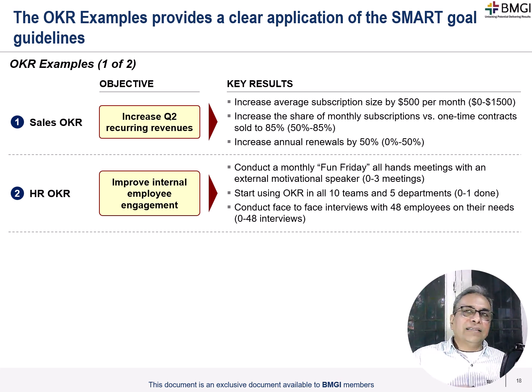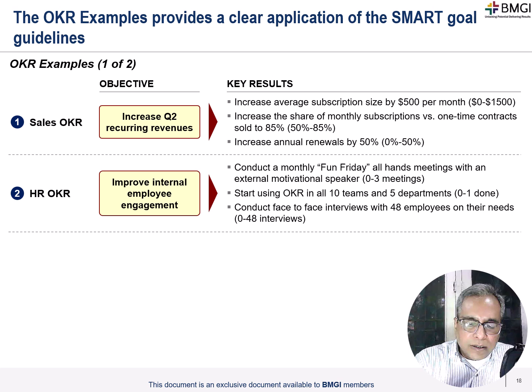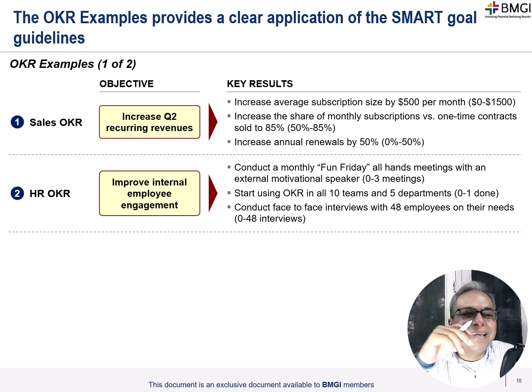The HR, sales, whatever, you can break it up, and that's what it is. So, internal employee engagement is, for example, an objective. How are we going to measure it? We are doing 0 to 3 meetings, doing a fun Friday, all hands meeting with an external motivational speaker, right? So very specific. If you're not doing this, these are the results. If you're not doing this, you will know that we have done or not done.